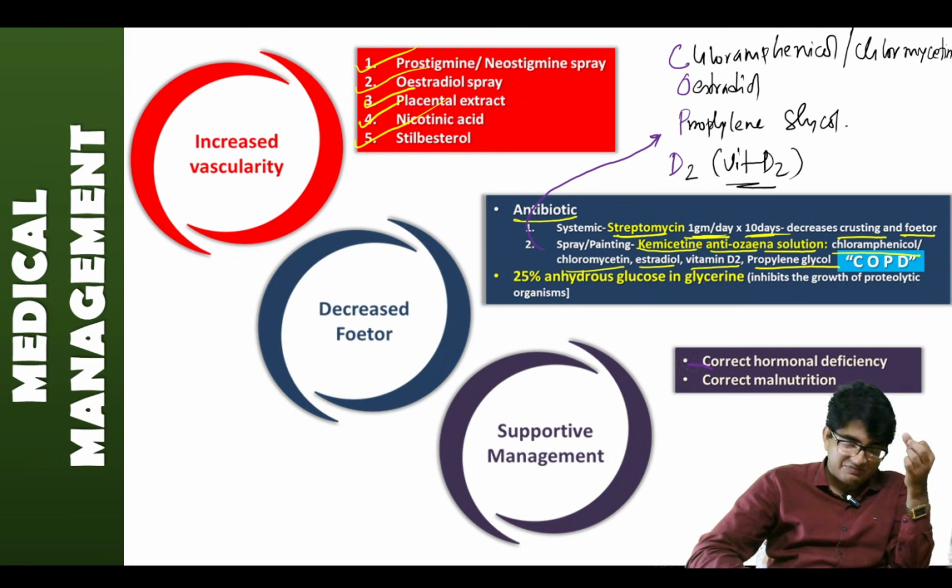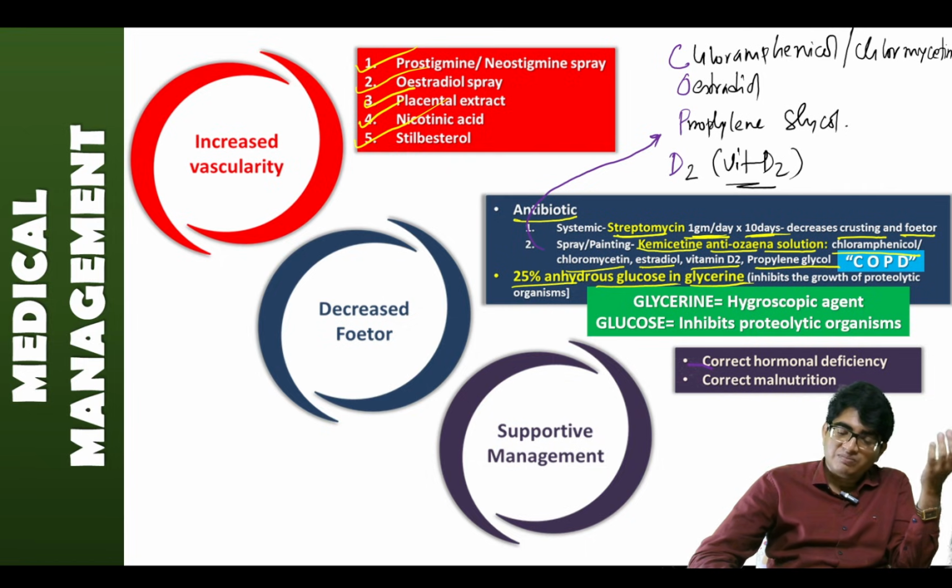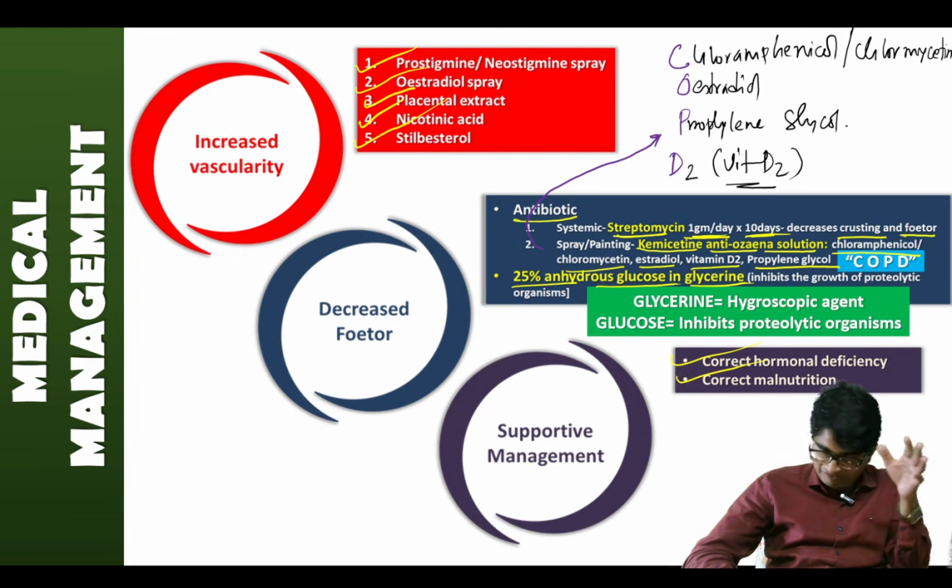Next, 25% anhydrous glucose can also be used in glycerin. How does it help? The glucose helps in inhibiting the proteolytic saprophytic organisms, and glycerin acts as a hygroscopic agent. Correct? Okay. Now coming to the supportive management. If the patient is having hormonal deficiencies, correct them. If the patient is having malnutrition, correct them. Iron deficiency, correct. Vitamin A, D, everything has to be corrected.